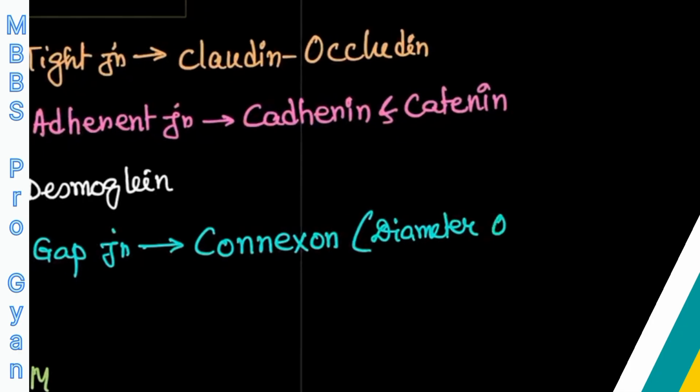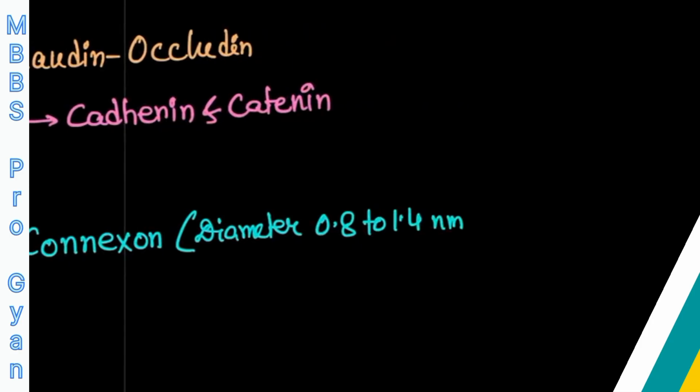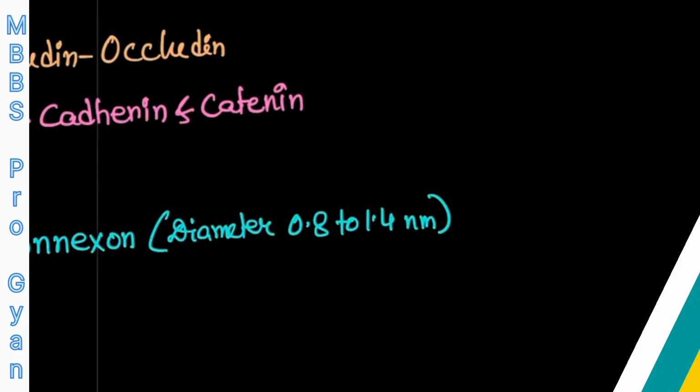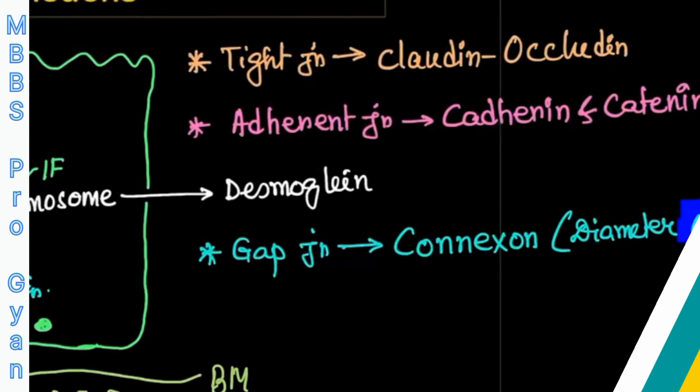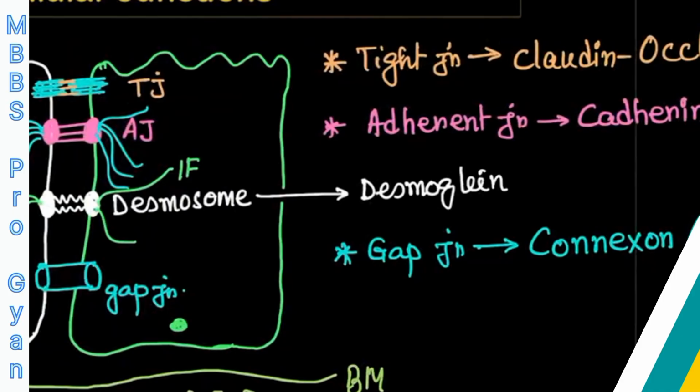The internal diameter of this gap junction is 0.8 to 1.4 nanometer. This is very, very important for MCQ. 0.8 to 1.4 nanometer. Because of this internal pore, small molecules, like certain electrolytes such as sodium, potassium, calcium, or water, can be transported from one cell to the other cell.